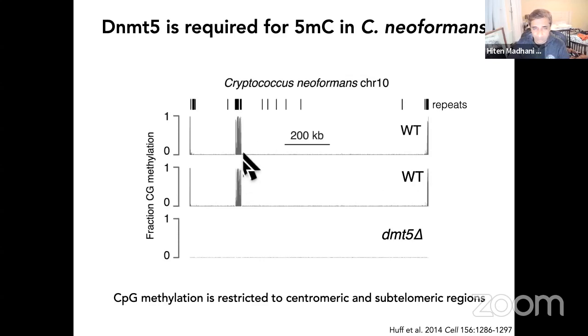And every chromosome has a region like this, which corresponds to the centromere, and it's heavily methylated by cytosine methylation. There's also a little bit of methylation in subtelomeric regions, which are at the end of the chromosome. And then if you delete the gene encoding this enzyme, you lose all of it. So the methylation is restricted to these regions and plays a role, it turns out, in gene silencing.